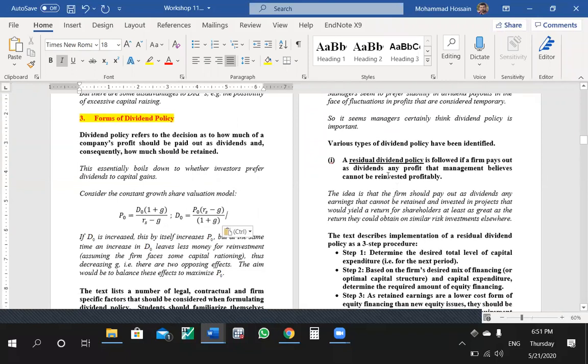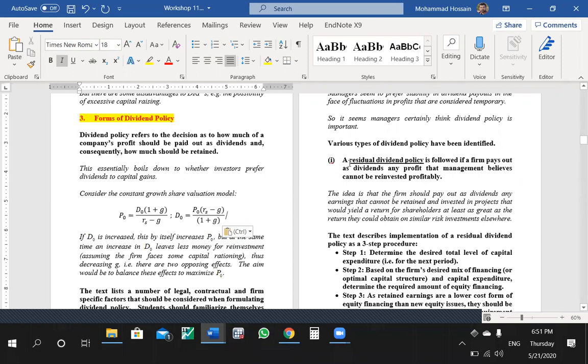Okay, the various types of dividend policy have been identified. One of them is called residual dividend policy. In residual dividend policy, the directors will decide to distribute some dividend to the shareholders when they do not have any other options to do with the money.